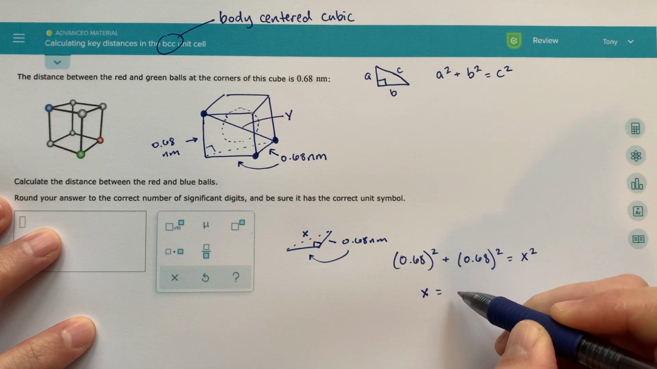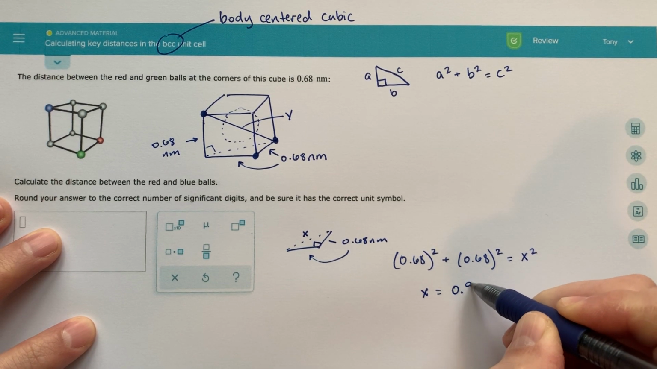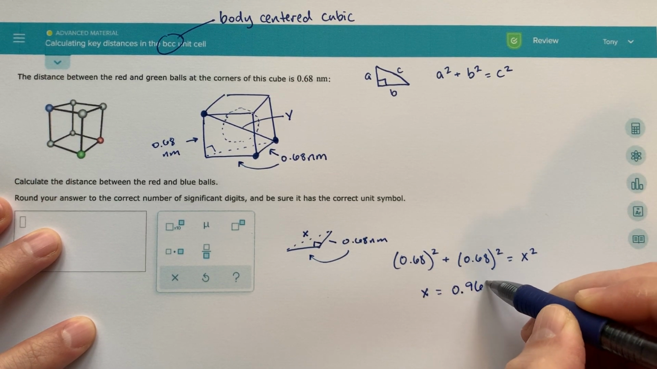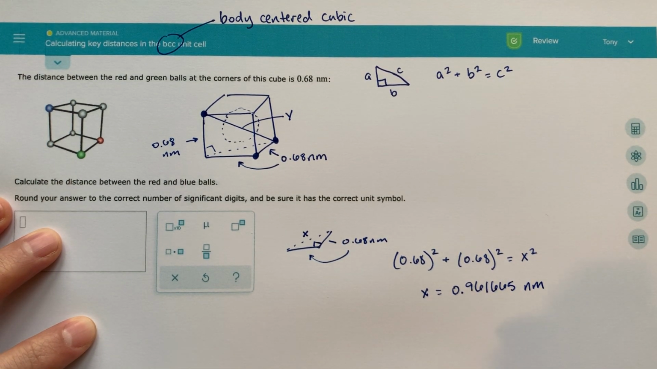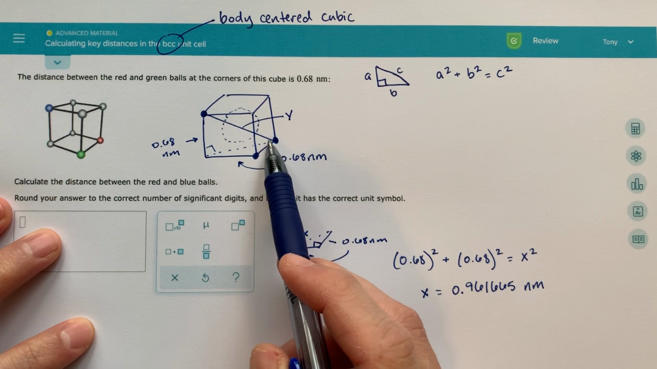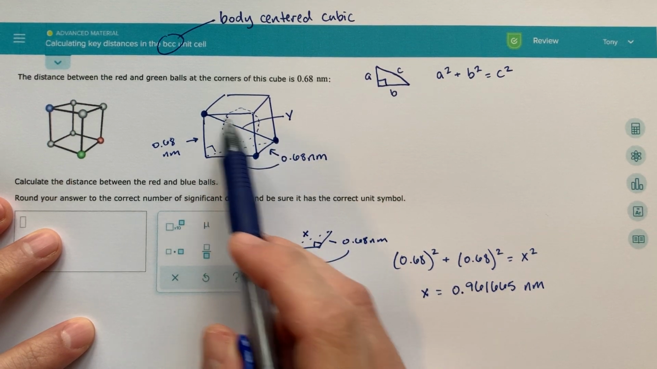That's going to give us 0.96 1665 nanometers. So I'm carrying all my sig figs here. I'll just round at the end, but since we're doing a number of calculations, it's good to write those out. So that's our distance x. And now we have all the information we need essentially to solve for this distance y.